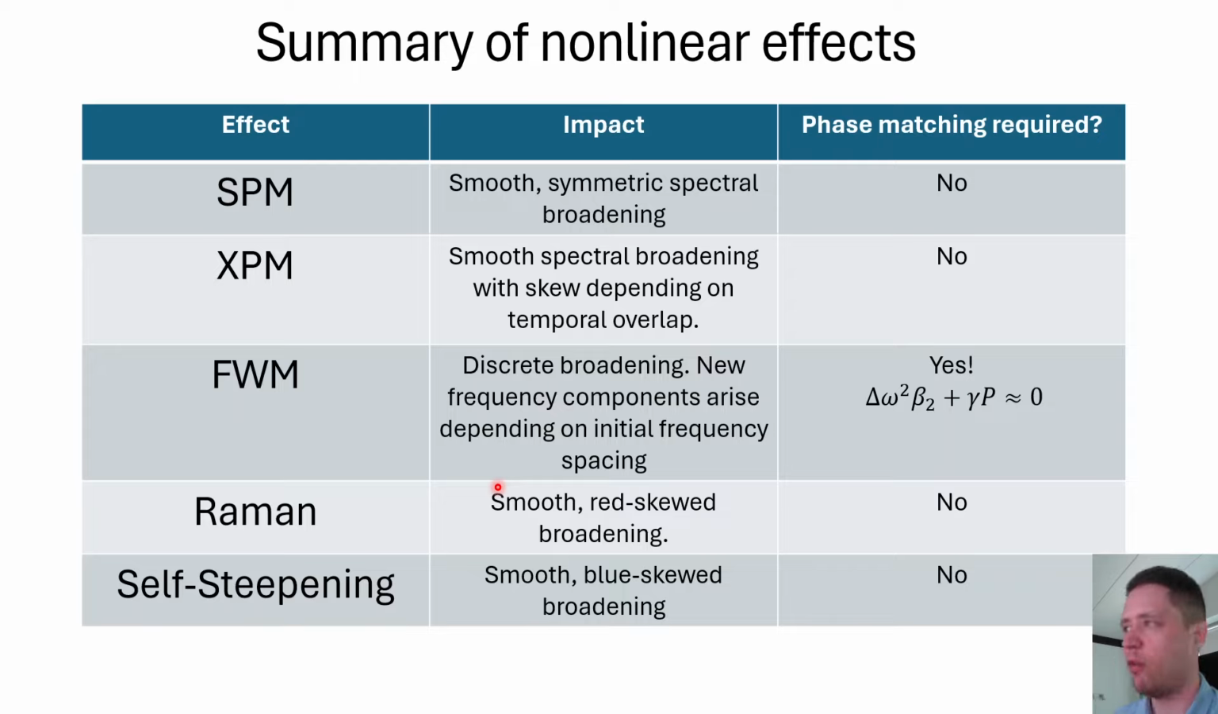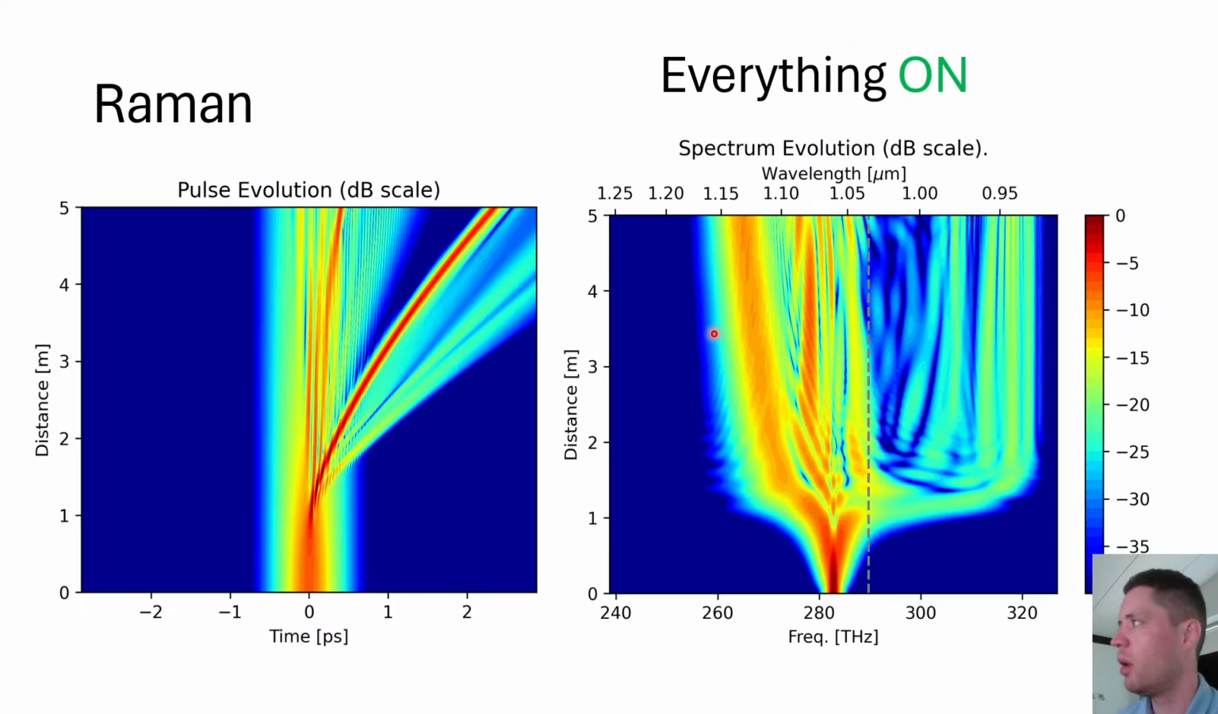Okay, so here's just a quick summary of all the different nonlinear effects that might be present. So let's take a look at the actual simulations and see if we can determine which of these effects play a role at what stage of the pulse evolution. So the technique here is going to be to first simulate the entire evolution with all the different effects being present, and then we're going to turn off individual mechanisms one by one to truly see what impact they have.